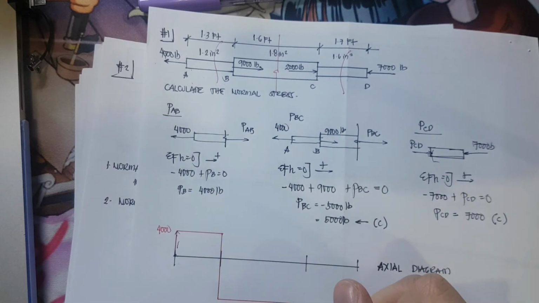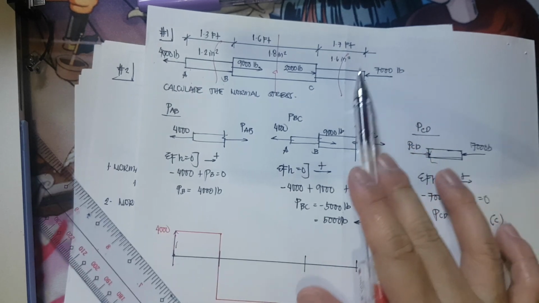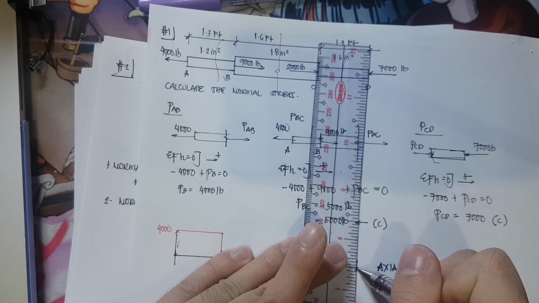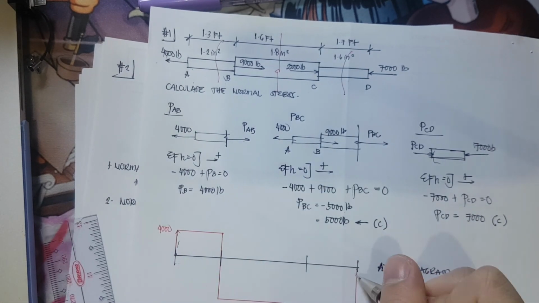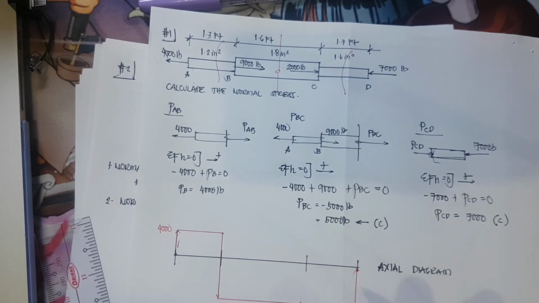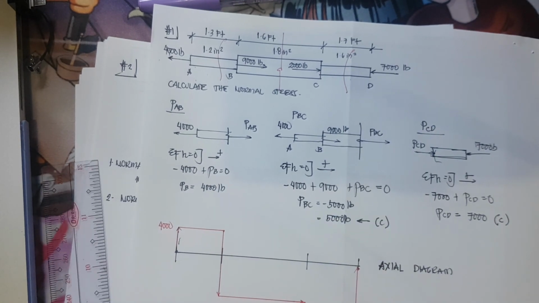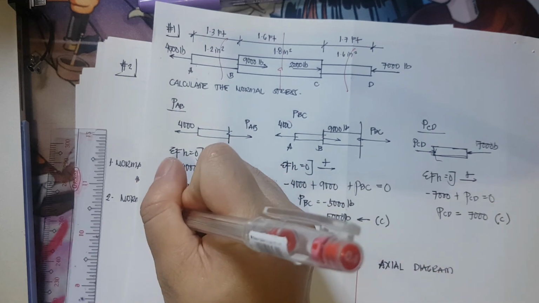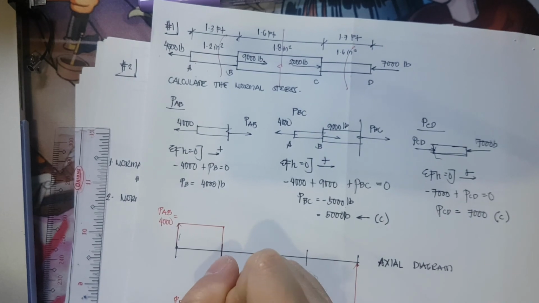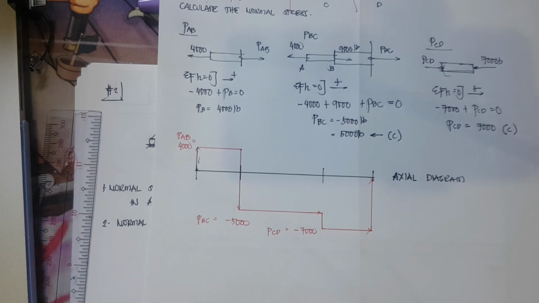So, straight line. Then, at point D, there is a tension of 7,000 pounds. So, therefore, it is going back to 0. The beginning is 0. Therefore, the ending should be 0. Okay? So, we have here 4,000, negative 5,000, and negative 7,000. So, PAB, we have PBC, and we have PCD. So, we can now solve for the stress.